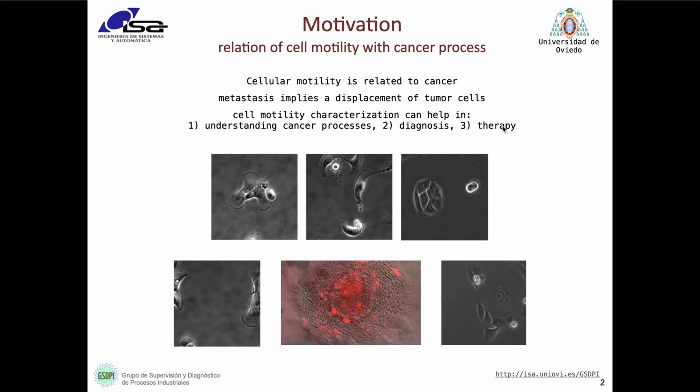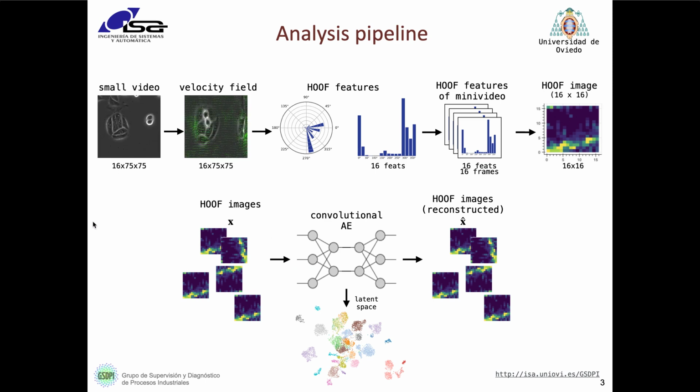To map the cell motility patterns, we proposed the following pipeline. First, we partition the input video into small portions, localized in space, 75 by 75 pixels, and time, 16 frames. We then obtain the velocity fields that estimate the displacement of the elements in the picture between consecutive frames.